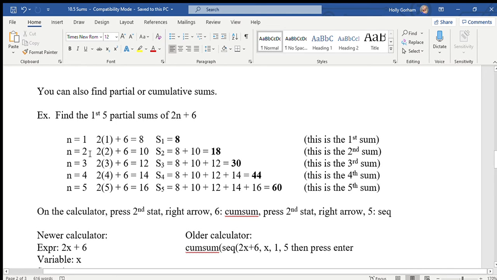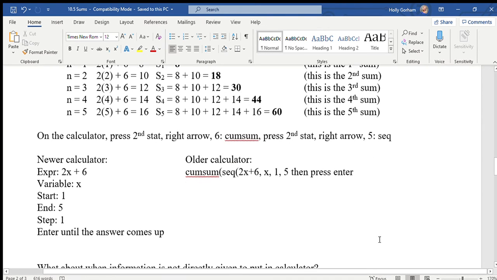But on the second sum, you plug in 2. 2 times 2 is 4, plus 6 is 10. For the second sum, you take the first sum, 8, you add 10, and that gives you 18. So you find the first 5 terms, and for the sums, the first sum is just the 8. The second sum is 8 plus 10. And then the third sum is 8 plus 10 plus 12. The fourth sum is 8 plus 10 plus 12 plus 14. So these are cumulative sums. These are the first 5 sums.